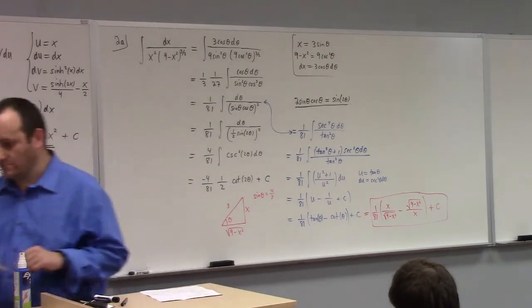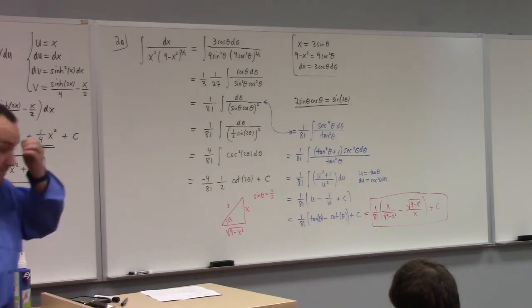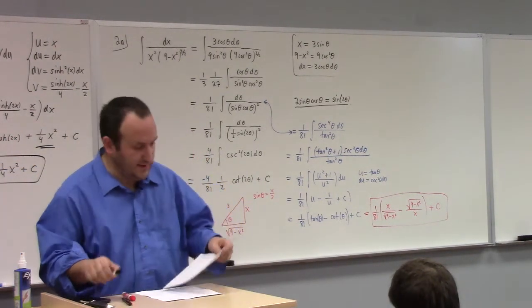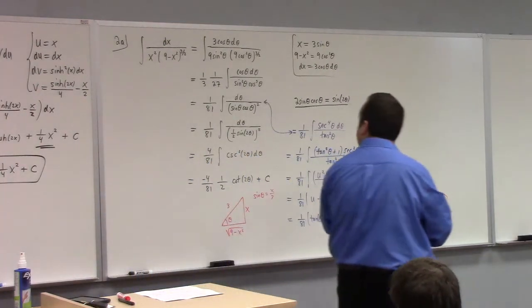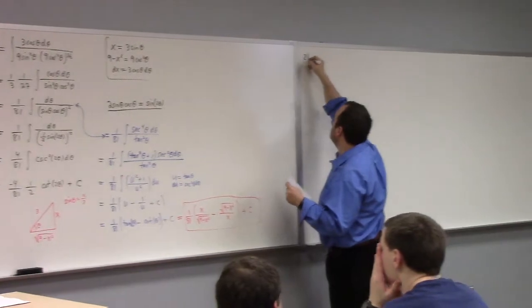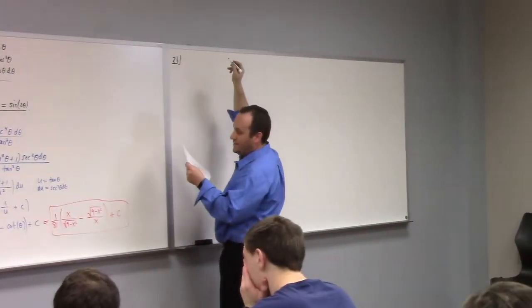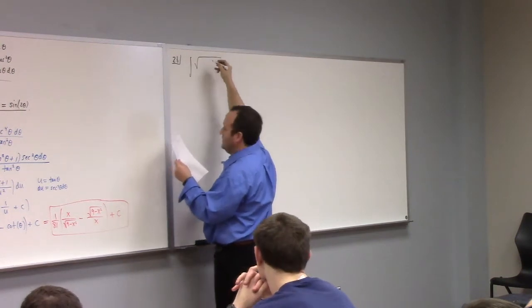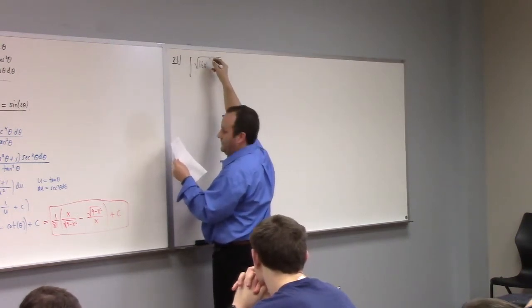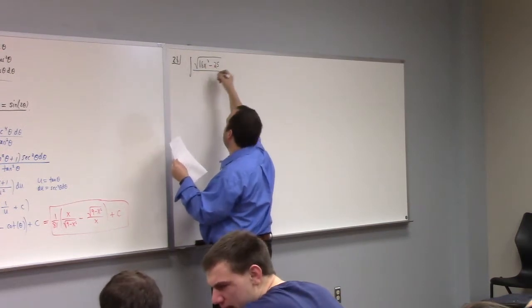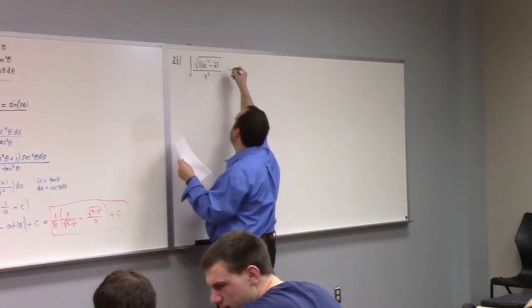All right. To b. So here we're facing the integral of the square root of 16 x squared minus 25 divided by x squared dx.